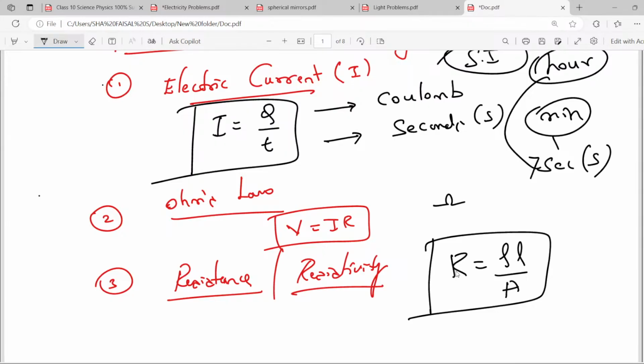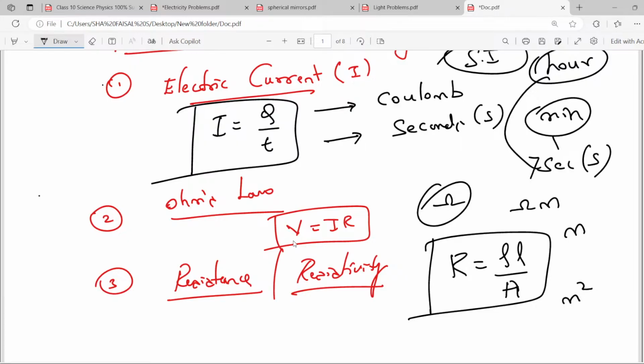What is resistance? Resistance is a property of a material which opposes the current. Its SI unit is ohm. Rho is a characteristic property of a material, and its SI unit is ohm meter. L is length, measured in meters. A is the area of cross section. It depends upon the SI unit; usually they give in meters, so we can write it in square meters. Hope it will be helpful for you.